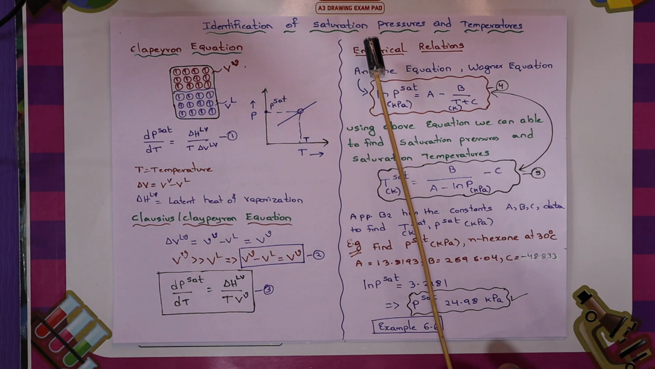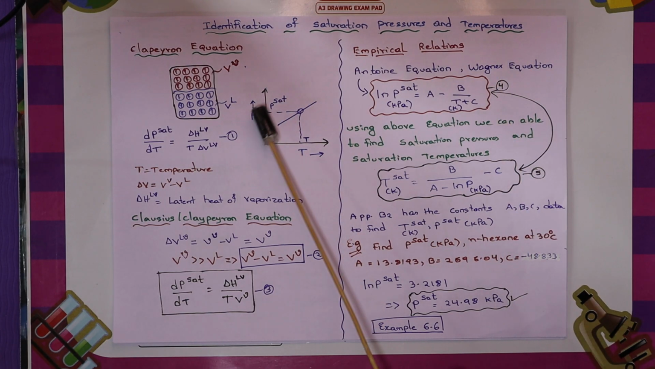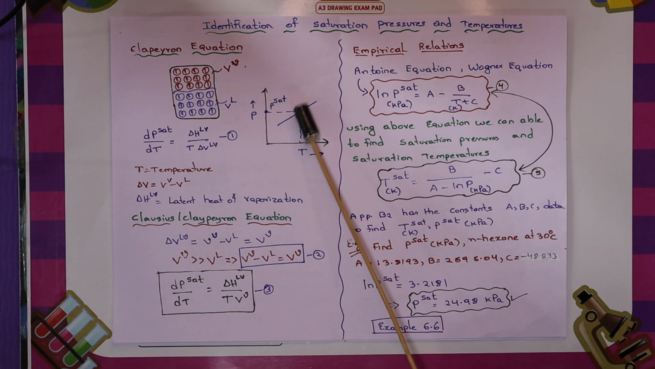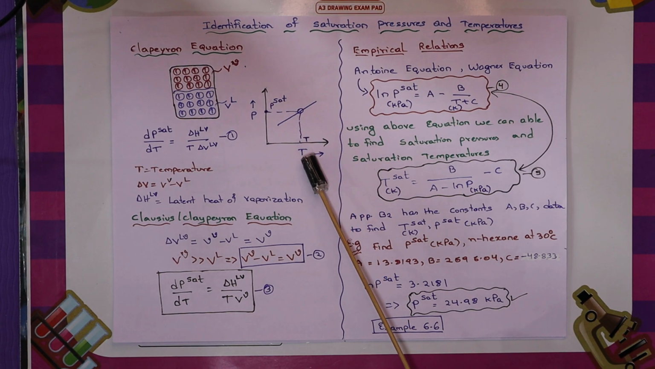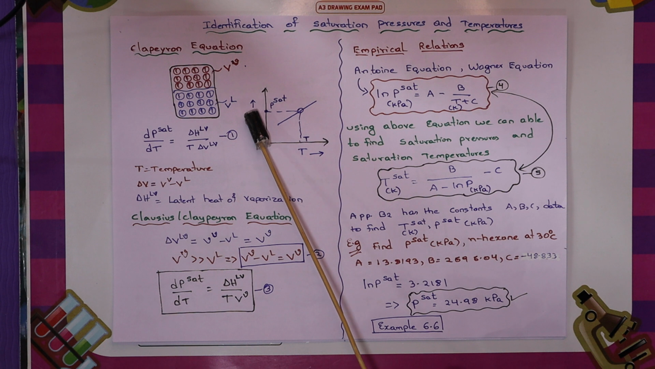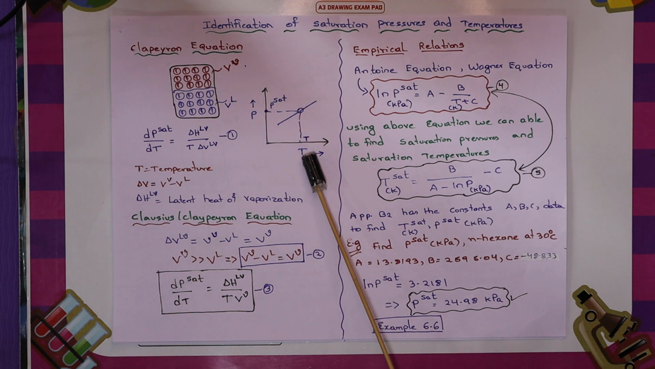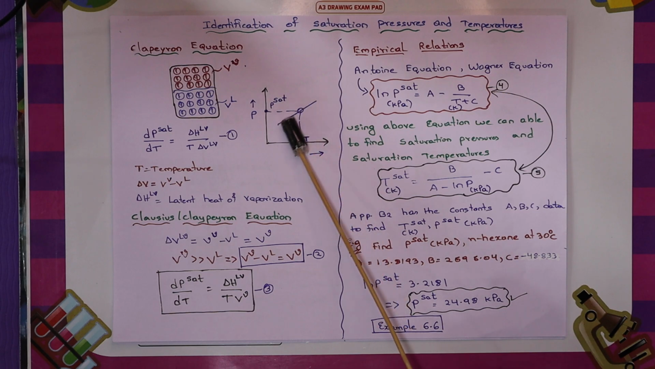So, identification of saturation pressures and temperatures. I told you, right? We are concentrating on this particular line of pressure and temperature data. On this side is liquid, and on this side it is vapor. All the points on this line are saturation pressures and temperatures. If you know the temperature, you can calculate the pressure. If you know the pressure, you can calculate the temperature. So what are the equations proposed to track this line?